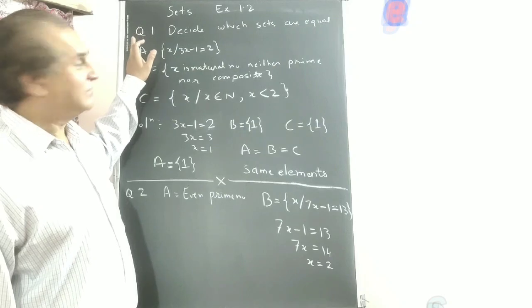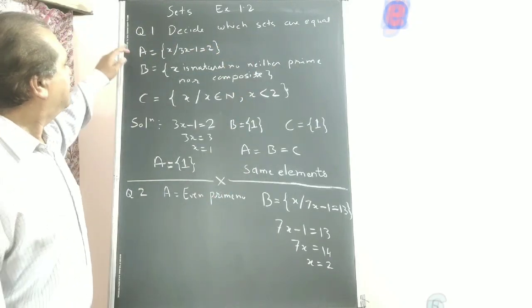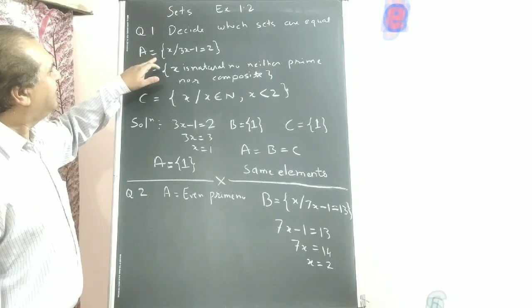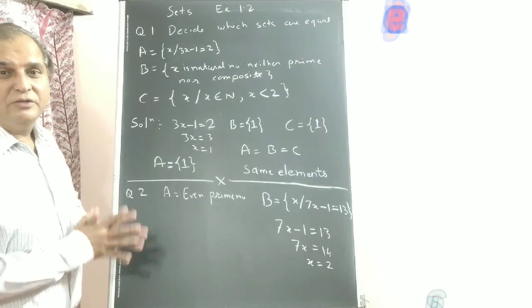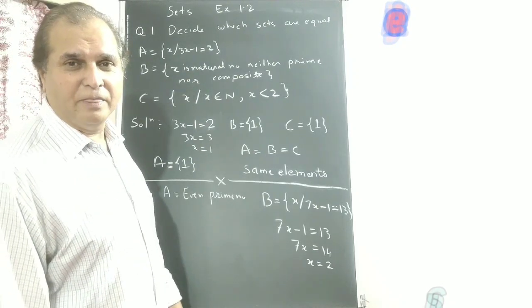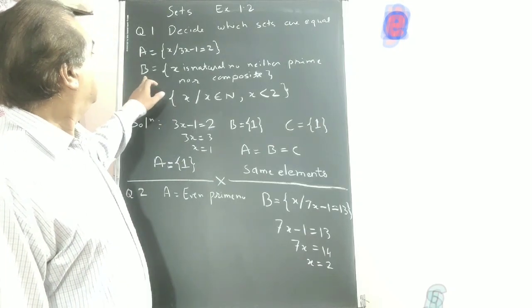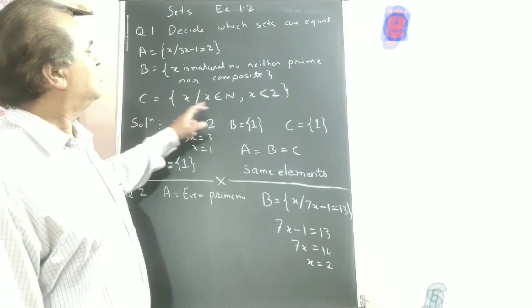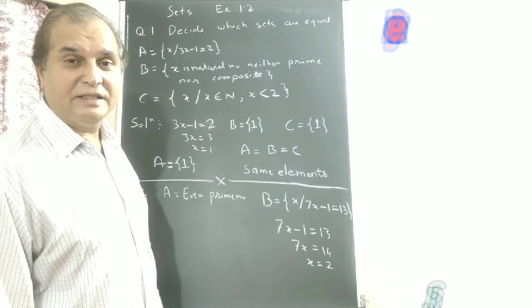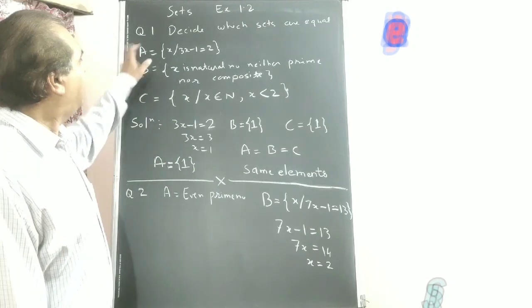See, understand the question. Decide which sets are equal. Three sets are given, A, B and C. Now in set A, one equation is given to find out the set. B is a rule given, C also rule given. You have to list. Without listing, you can't decide whether sets are equal or not. First A we will find out.